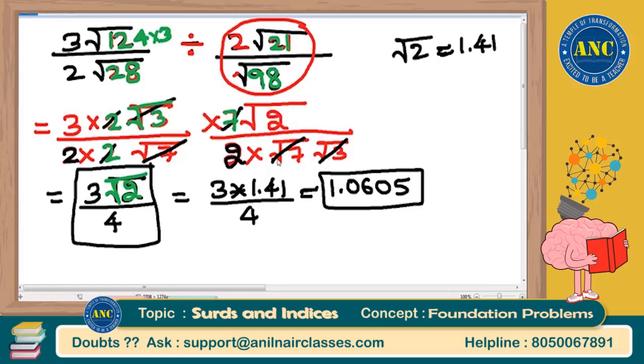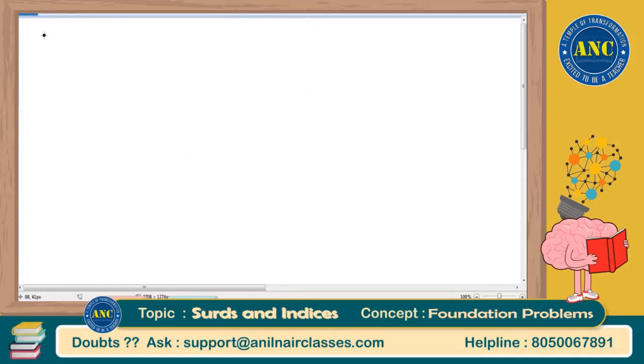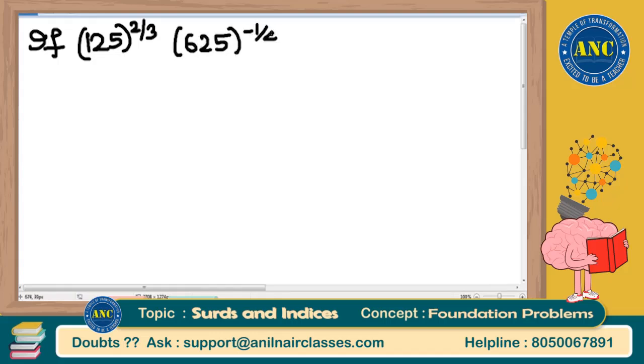Suppose another question. Suppose 125 to the power of 2 by 3 into 625 to the power of minus 1 by 4 is equal to 5 power x. Then find the value of x. You need to find the value of that x.